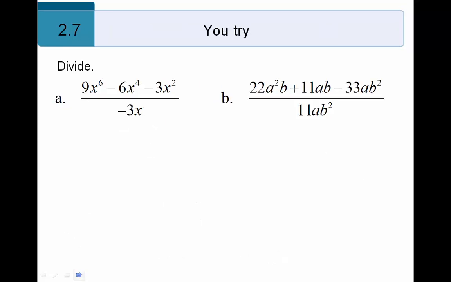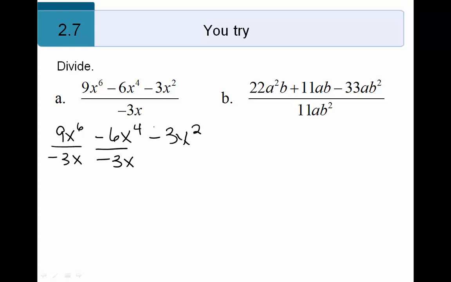All right, I'll go ahead and do these you-tries. We have 9x to the 6th divided by negative 3x. We have negative 6x to the 4th divided by negative 3x. We have negative 3x squared divided by negative 3x.